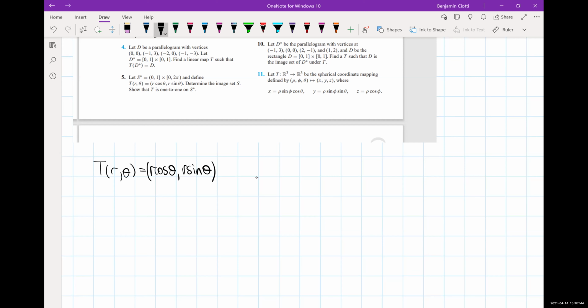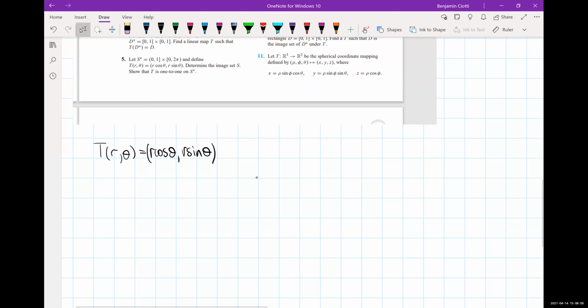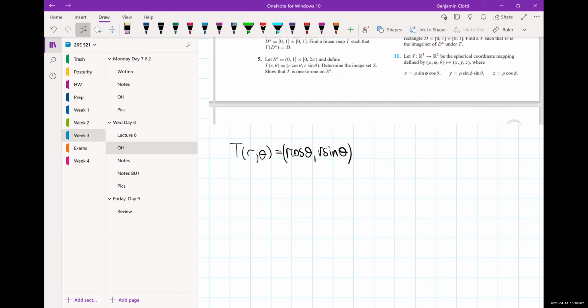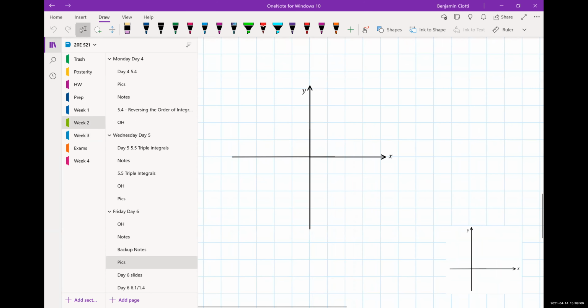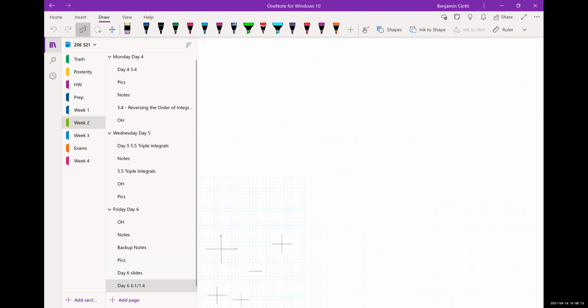S star is a product of two intervals. So one of the sets lives in the XY plane. Another one lives in a different space. It lives in r-theta space, which doesn't look like XY space. Let me show you the lecture where I was talking about this, because I drew a picture on that day, which is relevant.